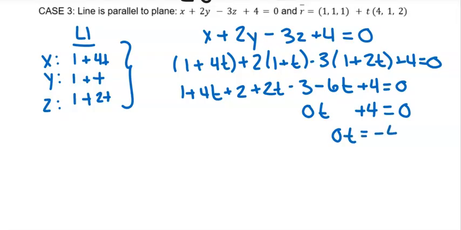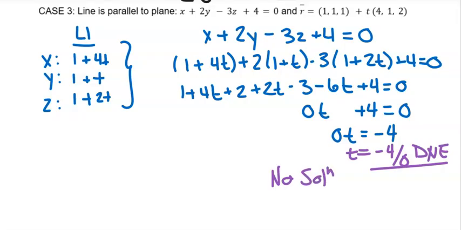Okay, well, what is the value of t so that when it is times by 0, I get -4? And t cannot. If I try to rearrange this, -4 divided by 0, this does not exist. There's no solution. No value of t will bring this line into the plane. Therefore, the line and the plane are parallel.